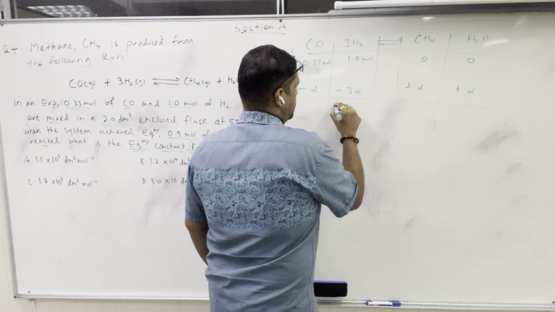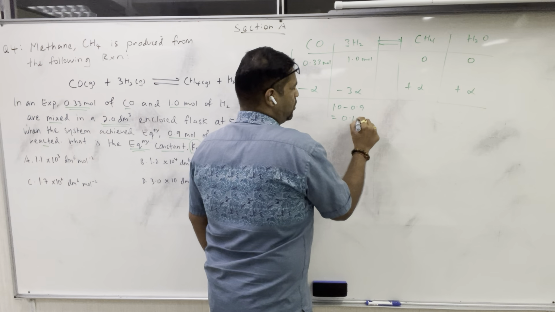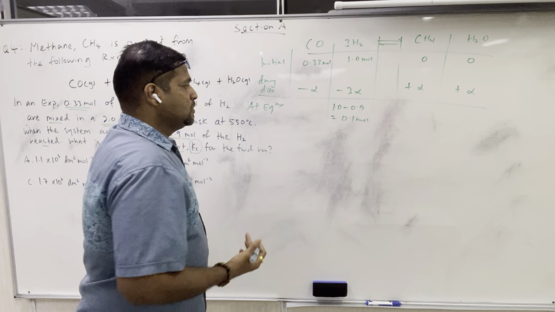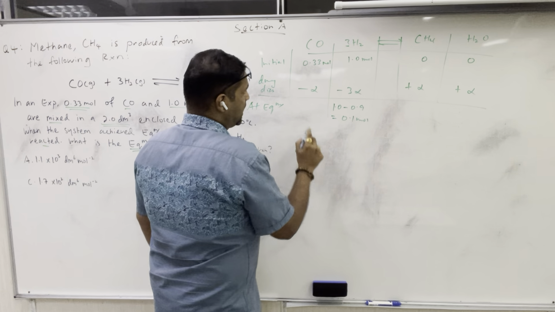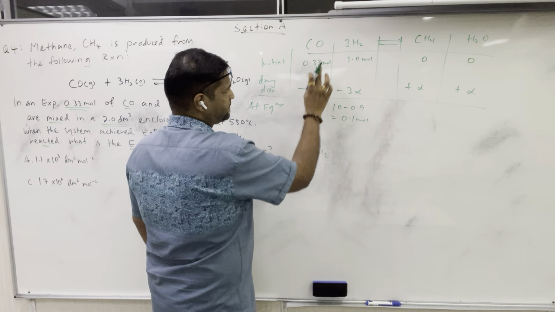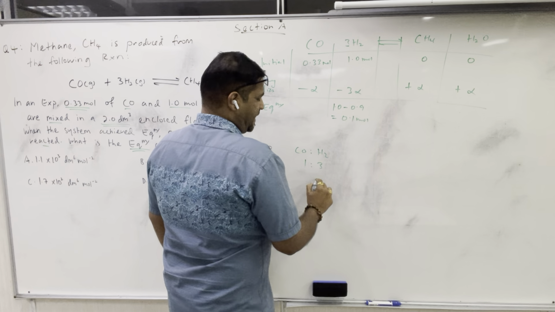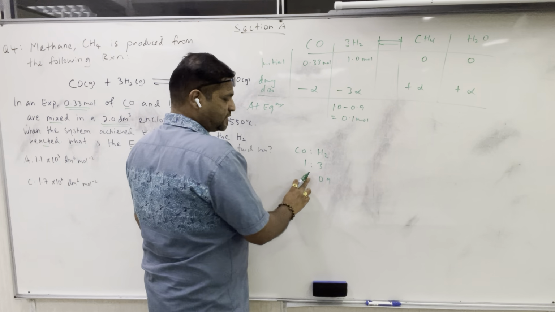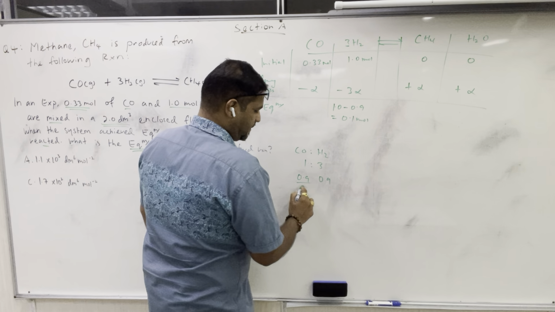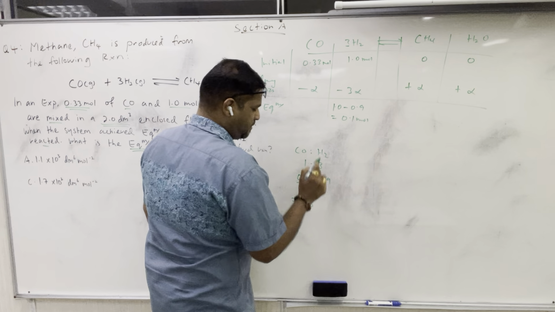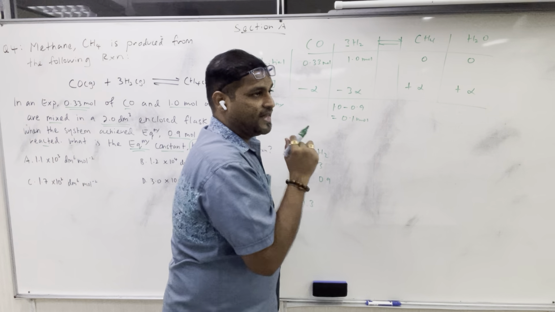So 1.0 from the initial, we minus 0.9, which is 0.1 mole remaining. So 0.9 mole has been reacted. What we can see here is 1 mole of carbon monoxide to 3 mole of hydrogen gas, right? And 0.9 mole has been reacted. So what is the number of mole of carbon monoxide reacted? We take 0.9 divided by 3, so we get 0.3 mole, right? So 0.3 mole of carbon monoxide has been reacted.